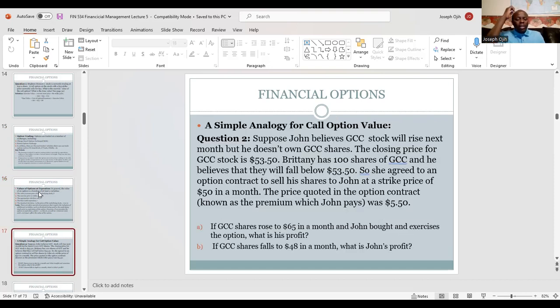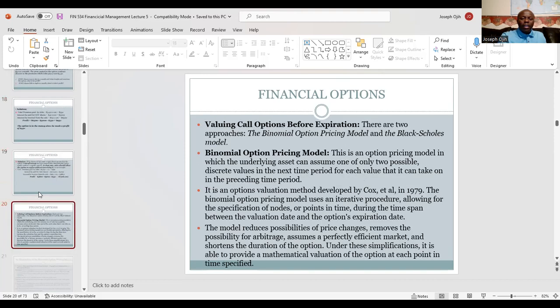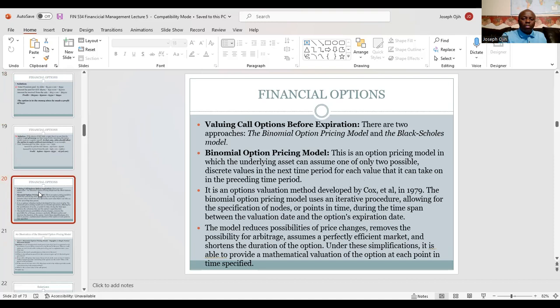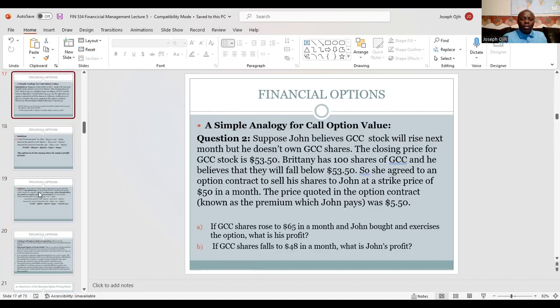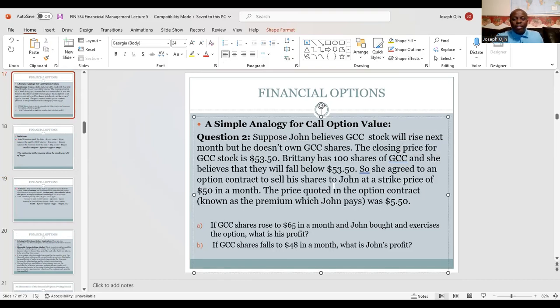Okay? But then we can use this simple analogy to explain options. Look at this question. It says, suppose John believes GCC stock will rise next month, but he doesn't own GCC shares. The closing price for GCC stock is $52.50. Now, Brittany has 100 shares of GCC stock, and she believes that the price will fall below $53.50.